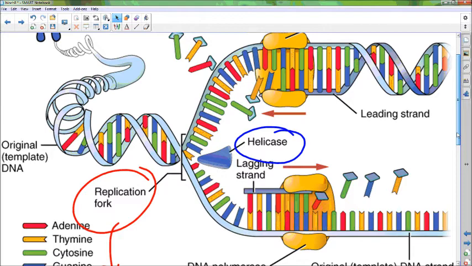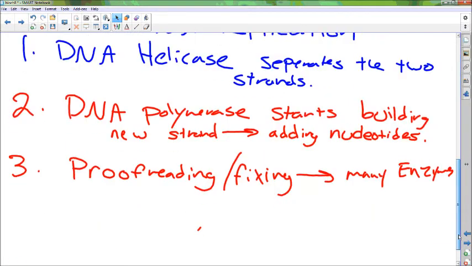Okay. Now, those are kind of the broad steps. Of course, there's a lot of complicated things that happen there. Well, there's a couple of things that we need to talk about that have to do with how the strands are actually built inside the DNA. Okay? Just want to make sure everybody's caught up there before we move on. Any questions?